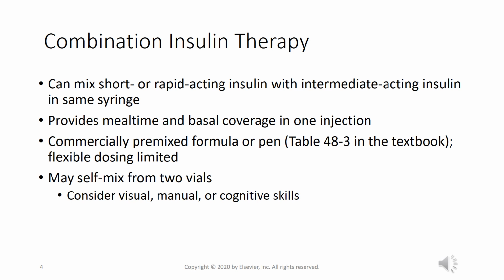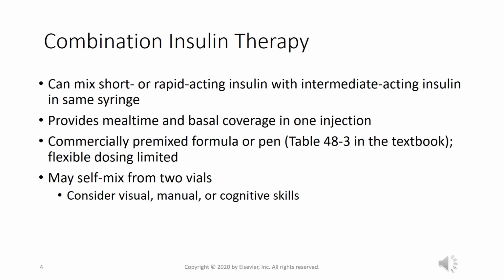There are pre-mixed insulins that come in a vial, and it's called 70/30 or 75/25. The higher number, that 70%, would be the intermediate. So it's a percentage, so it would be 70% intermediate insulin, and the smaller number would be the short-acting insulin, whatever the bolus is that is mixed in that vial.